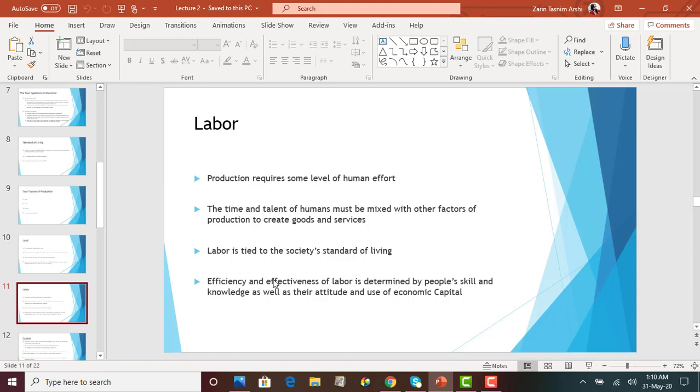And labor is a very important factor of production, because it is tied to the society's standard of living. What it means is, the higher the skills of labor, the higher the standard of living of an economy. So basically, labor refers to the time, talent and skills that people use, and the combination of these that people use at the workplace.